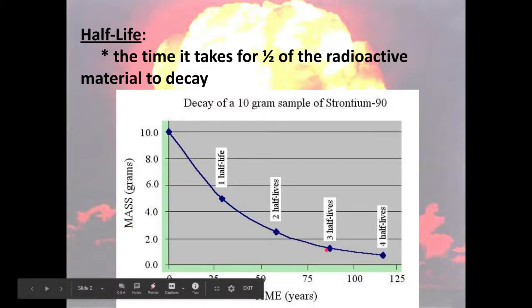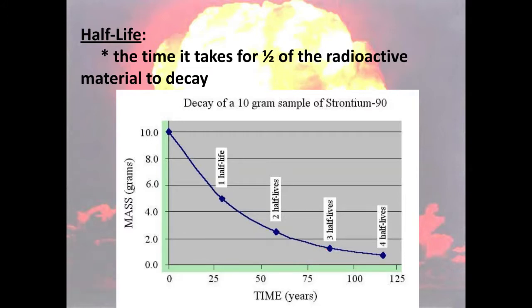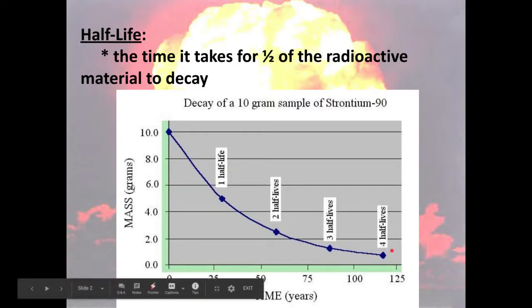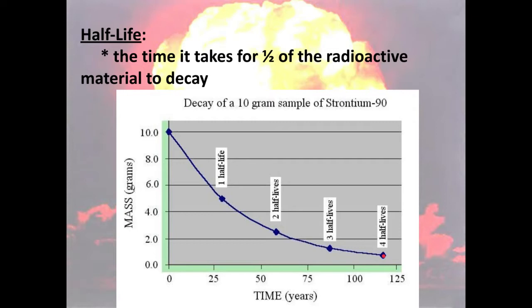A third half-life, half of the half of the half. So what's half of a quarter? An eighth of the sample will remain. And then at a fourth half-life, we have a half of a half of a half of a half. So we just keep doing that proportion.